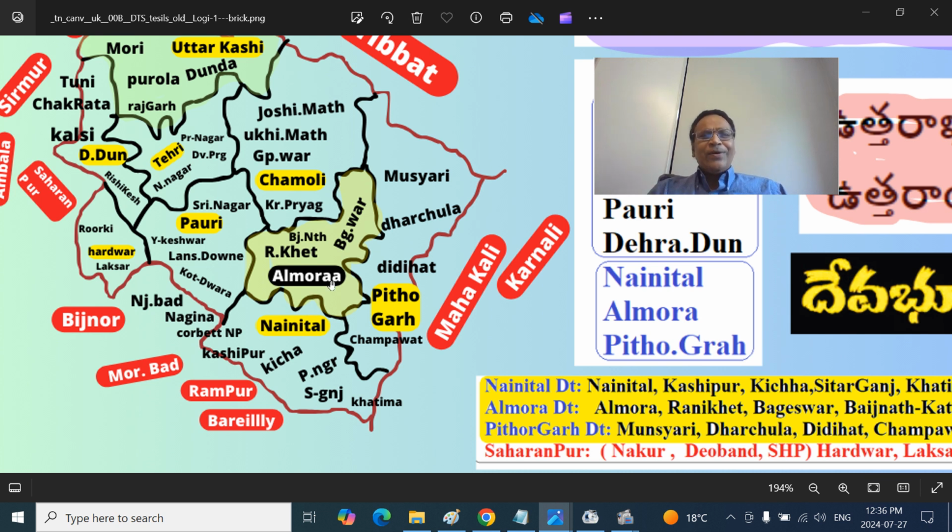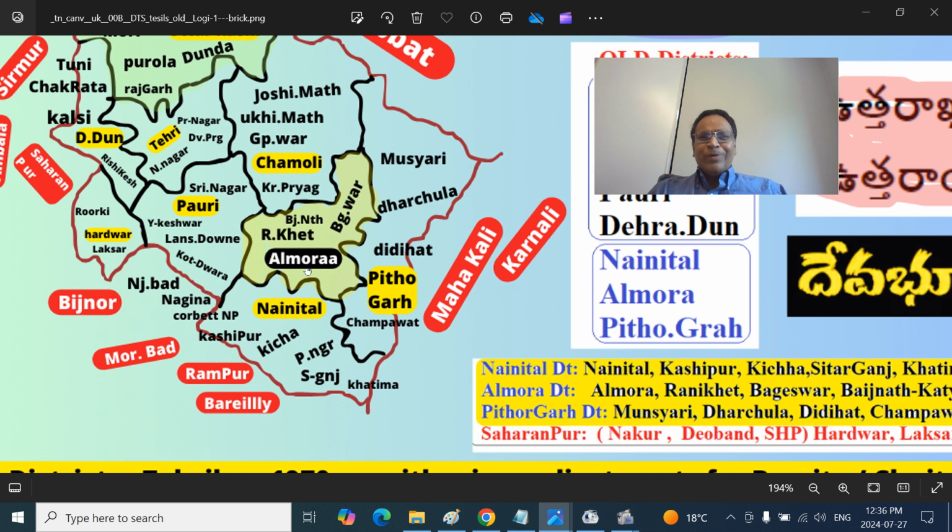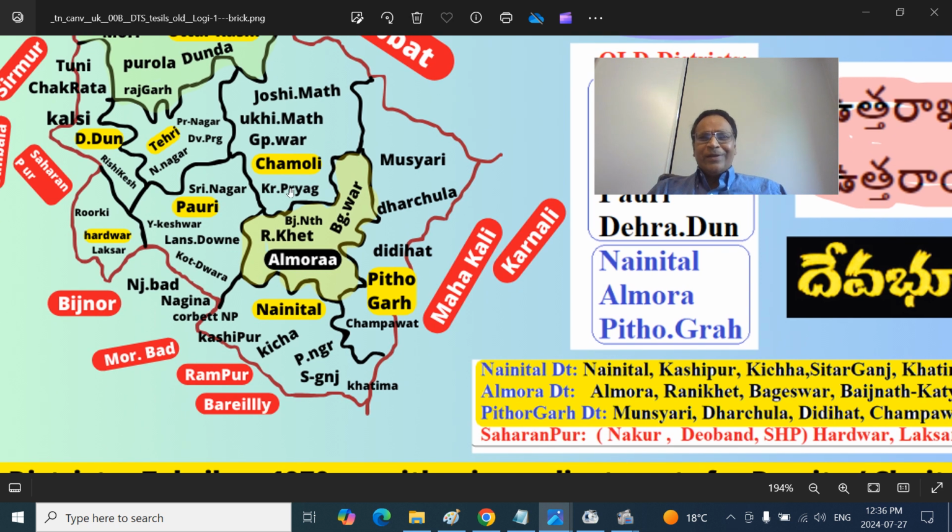So in Almora district, to the west is the hill station Ranikhet, and further north is Baijnath, where the famous temple resides, and further is the Bageshwar region. The Pindari Glacier, the second largest glacier in Uttarakhand, is in this region.